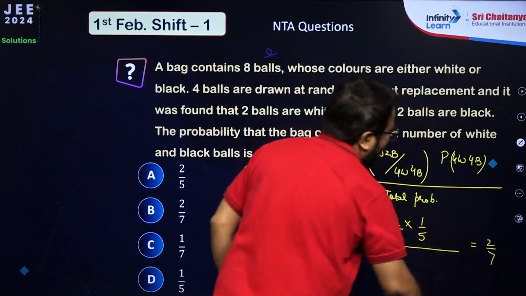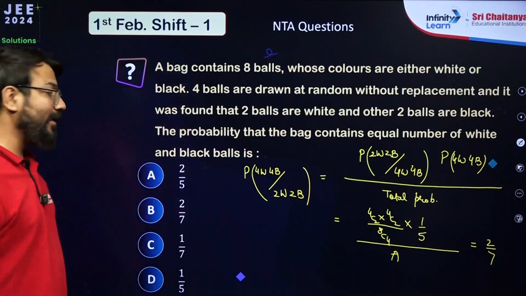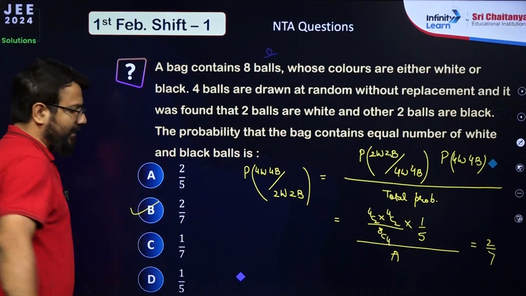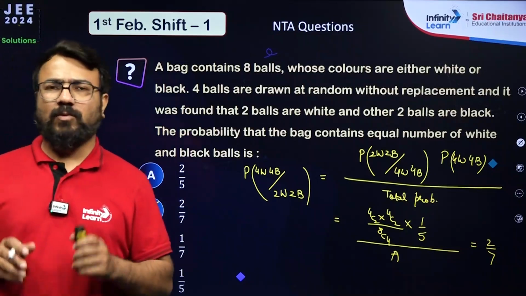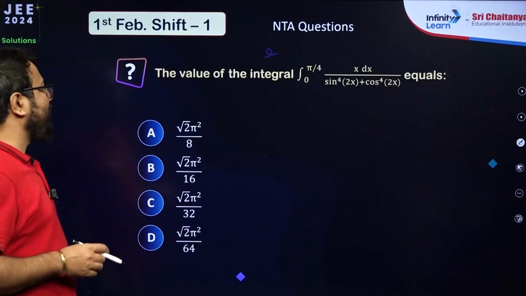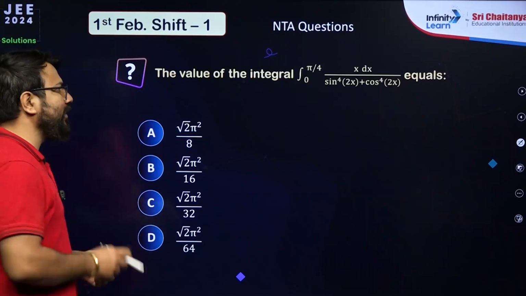So the calculation part you need to do it by yourself. Conceptual part I have done it for you. So 2 by 7 is the final answer. I hope my dear students you all are able to understand how we have completed the first question. Moving ahead to the next one.